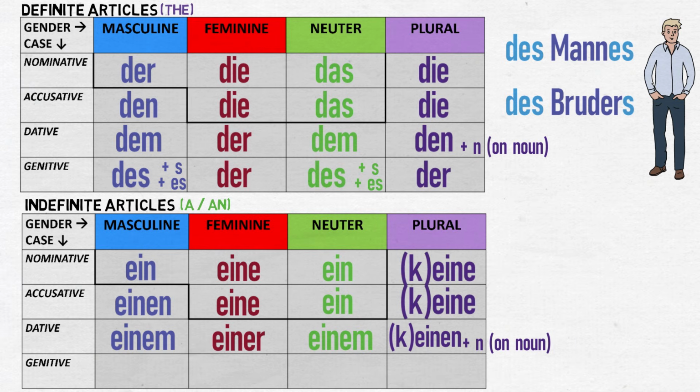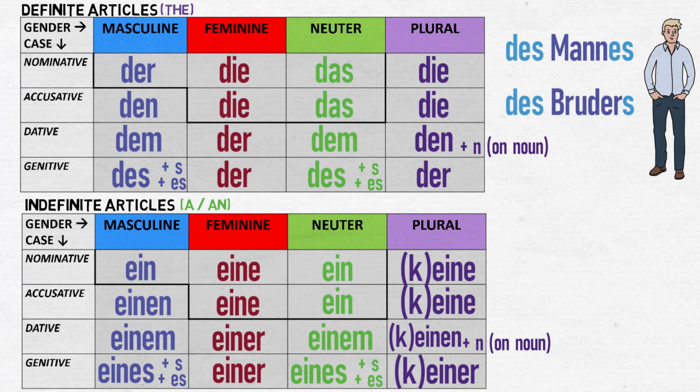And the indefinite articles are eines plus s or es for masculine nouns, einer for feminine nouns, eines plus s or es for neuter nouns, and keiner for plural nouns. These articles, while they normally mean the and a, in the genitive case we should think of them as carrying the meaning of the or of a, and I'll show you what I mean.